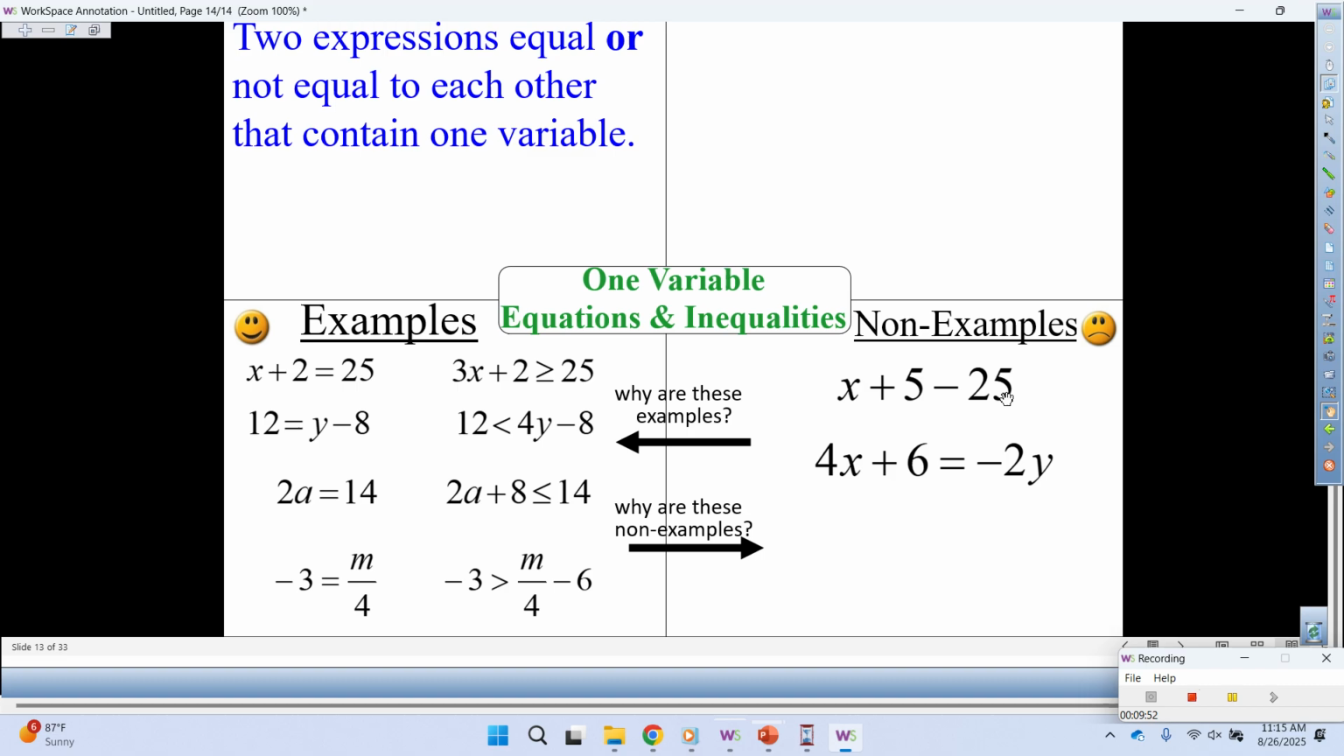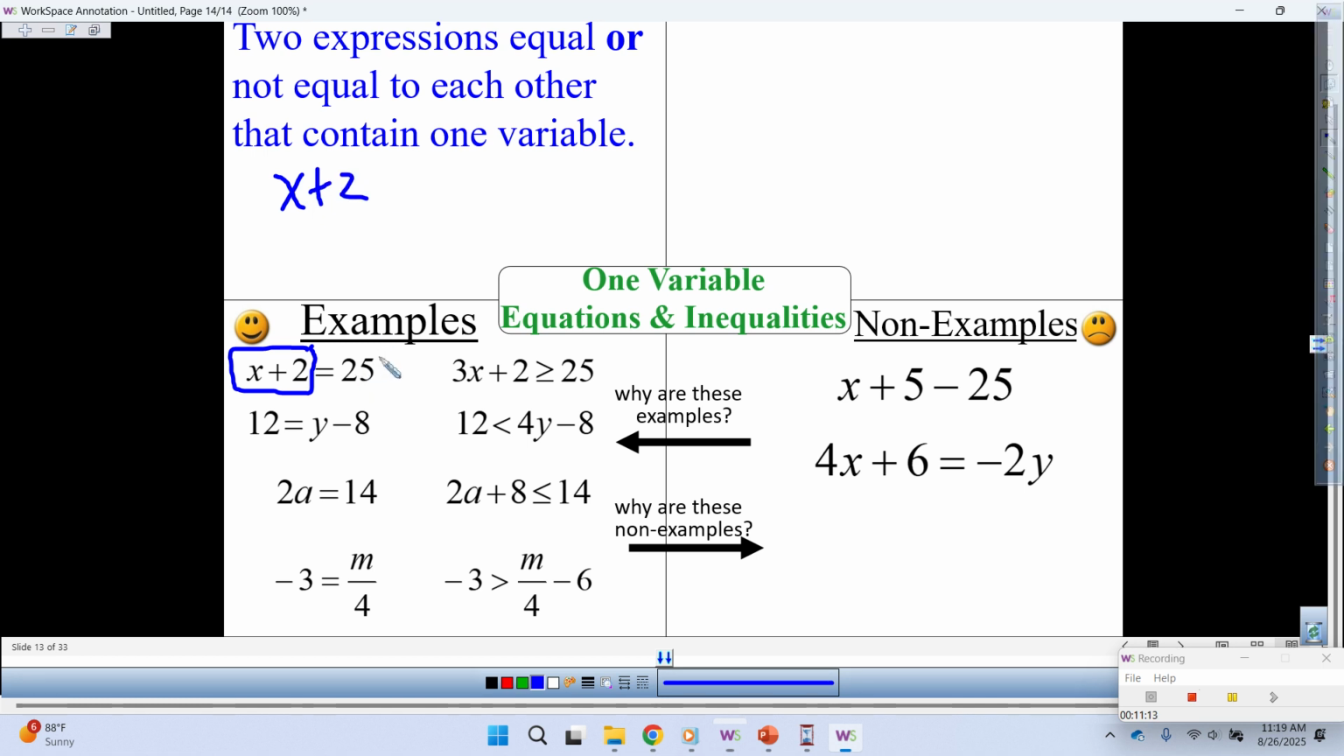Non-examples: x plus 5 minus 25, and 4x plus 6 equals -2y. Copy that, I'll give you some time. All right, for the sake of time, look up to the screen. The definition says two expressions equal or not equal to each other. So according to the definition, look up. On this equation, x plus 2 is an expression by itself. Do you agree? Yes? The 25 is an expression by itself. Do you agree with that?